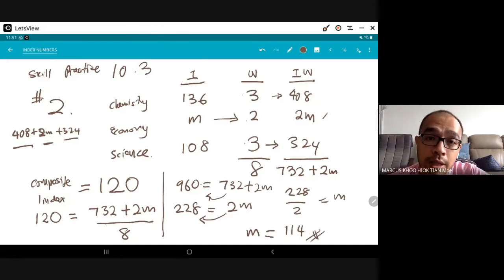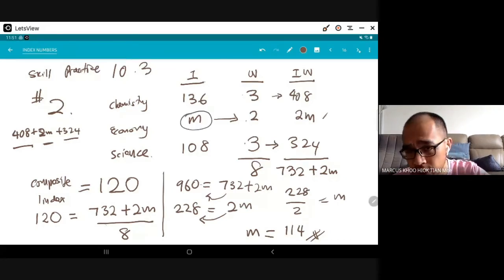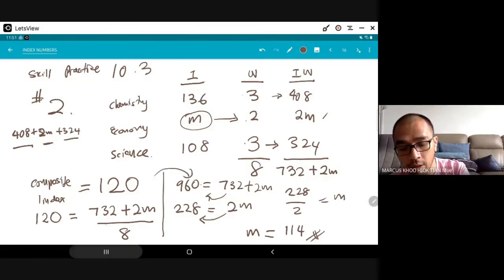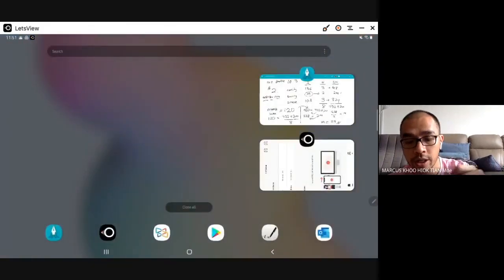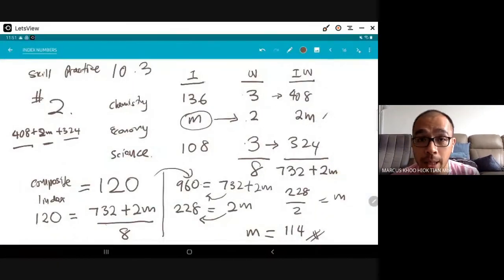Okay, so I want to discuss this question with you because I just want to show you that if they give, let's say, a strange letter, we still do the same steps, except that you have to add an extra step. You still have to move things across in order to find the value of M.